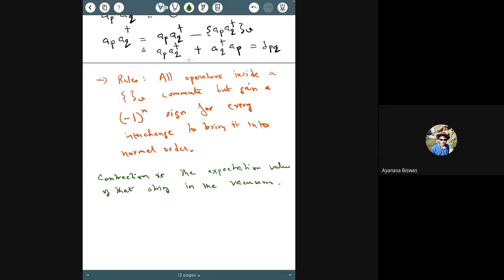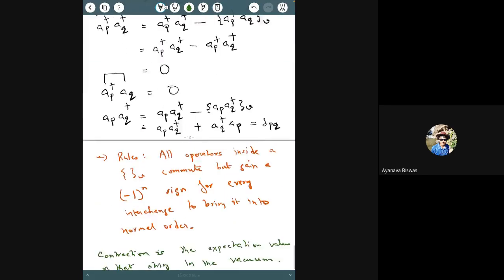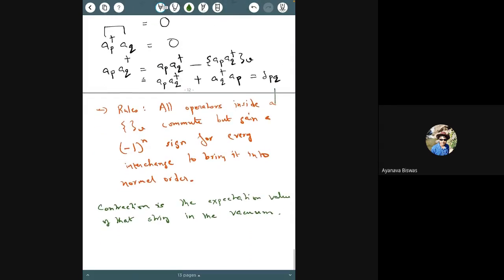Ma'am, here you have written that A_P A_Q dagger plus A_Q dagger A_P is delta PQ, but it should be minus, right? No, this is the anti-commutation of A_P and A_Q dagger. Yes, but A_P and A_Q dagger commute, not anti-commute. No, they anti-commute. Okay. Yeah. This is what it should be.